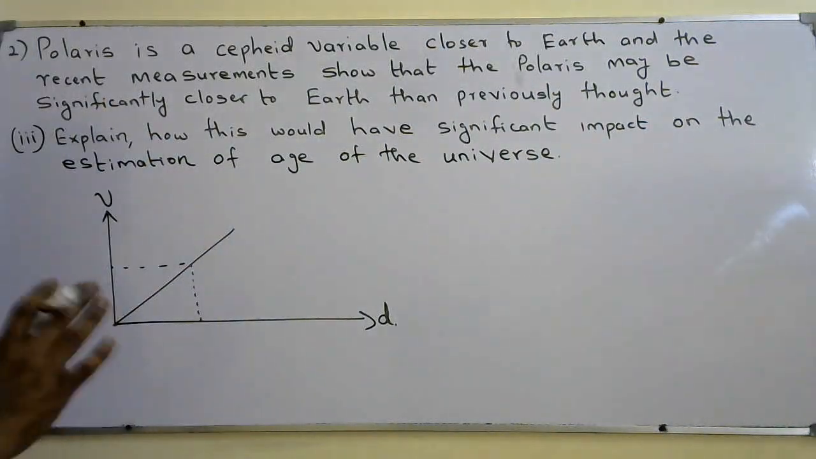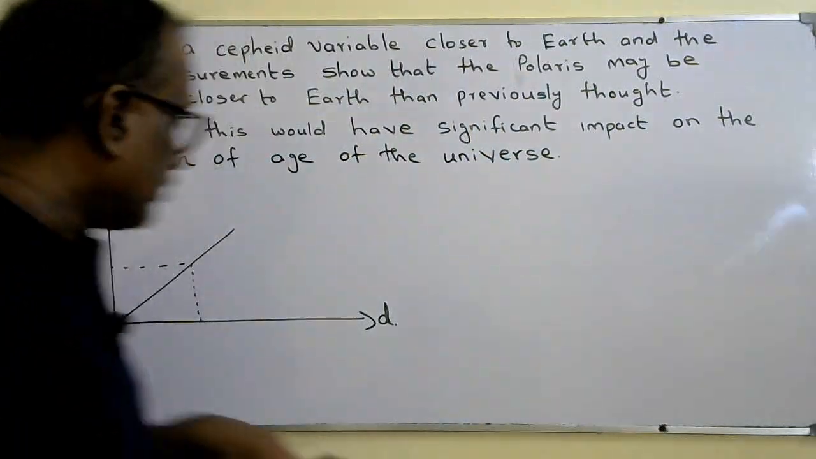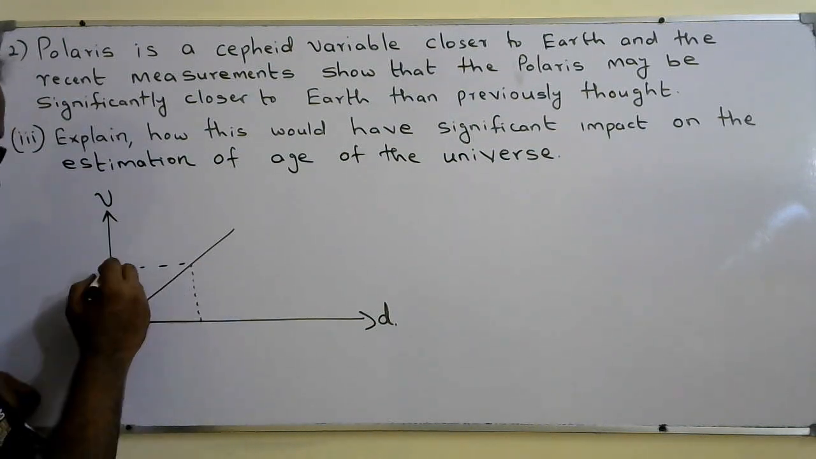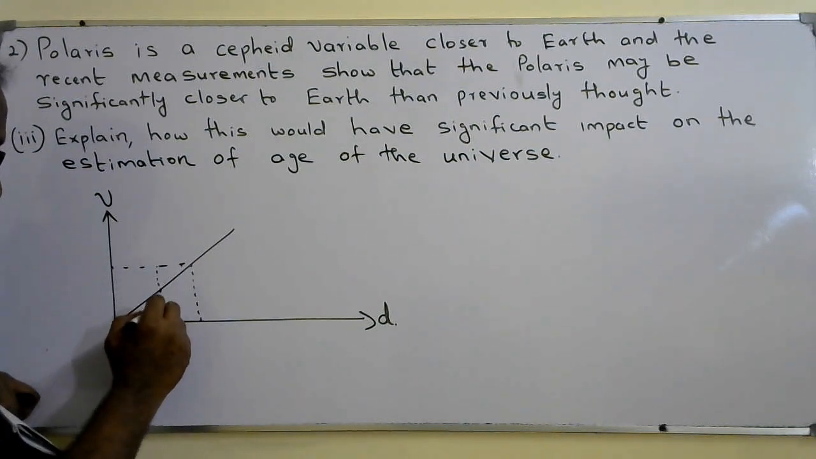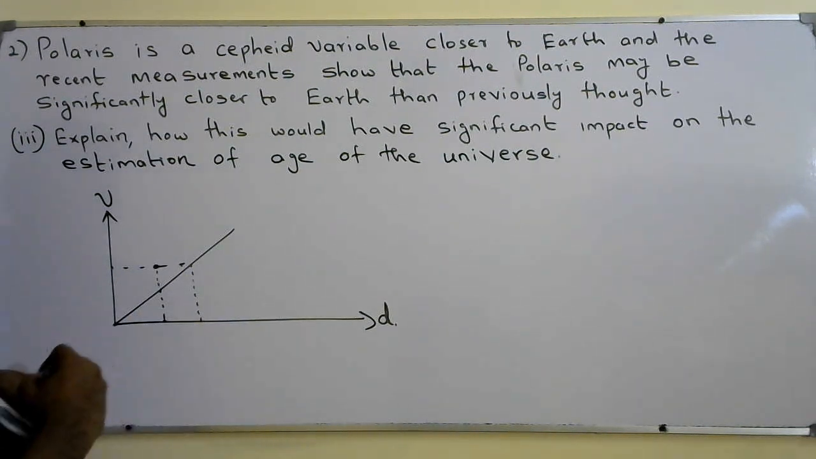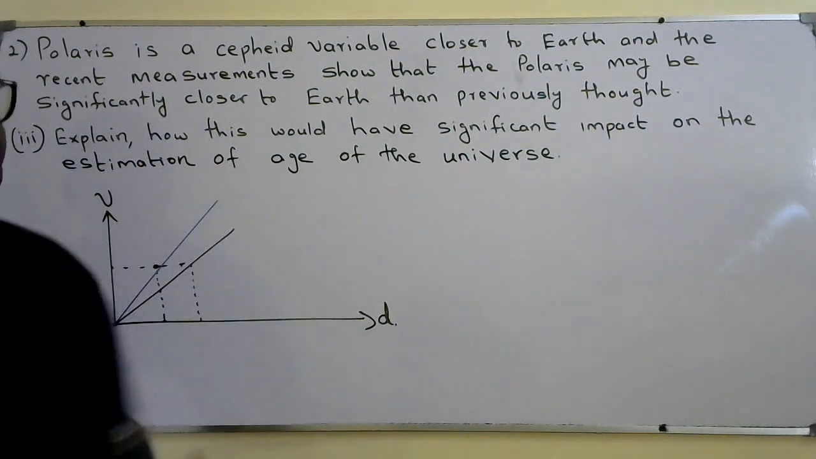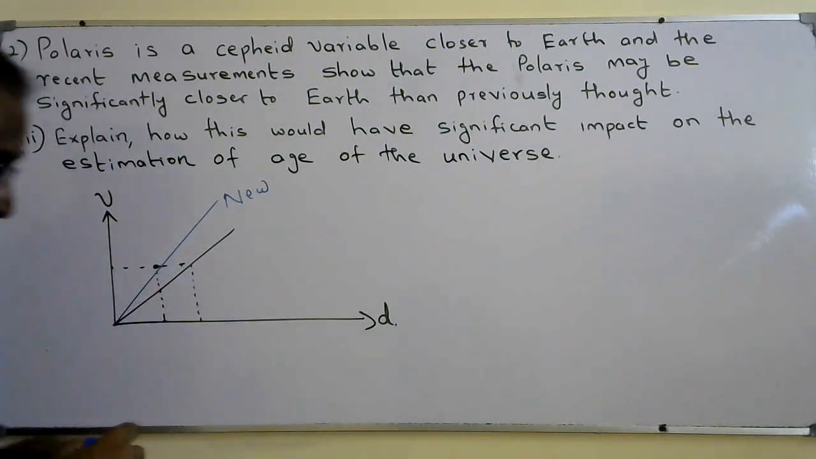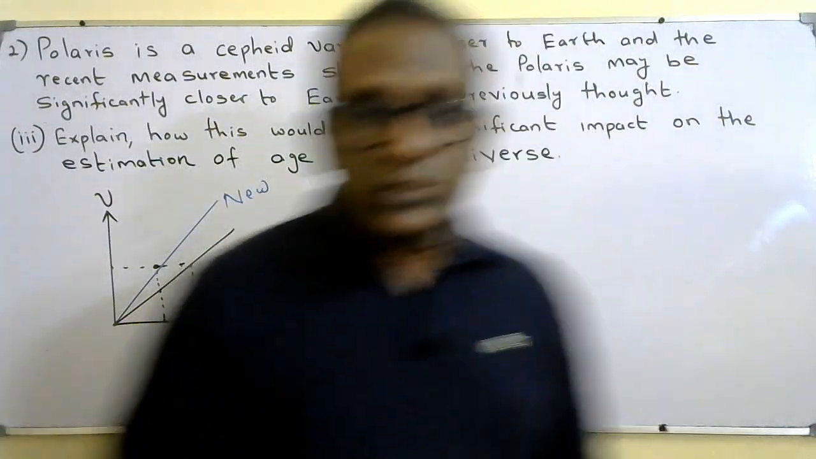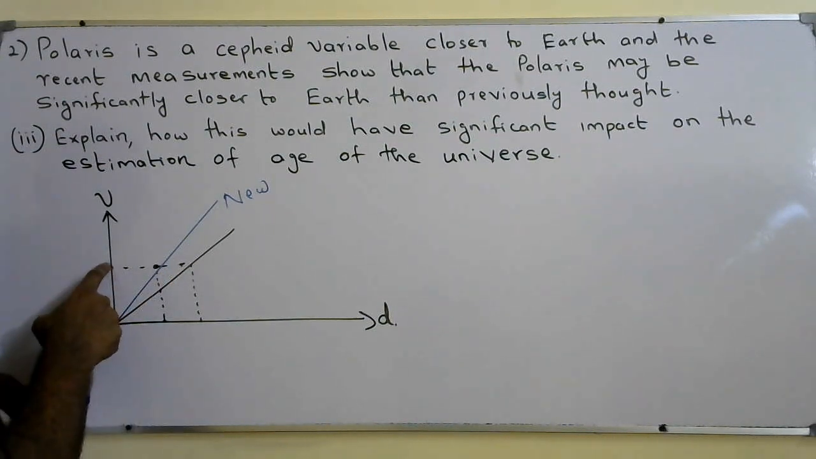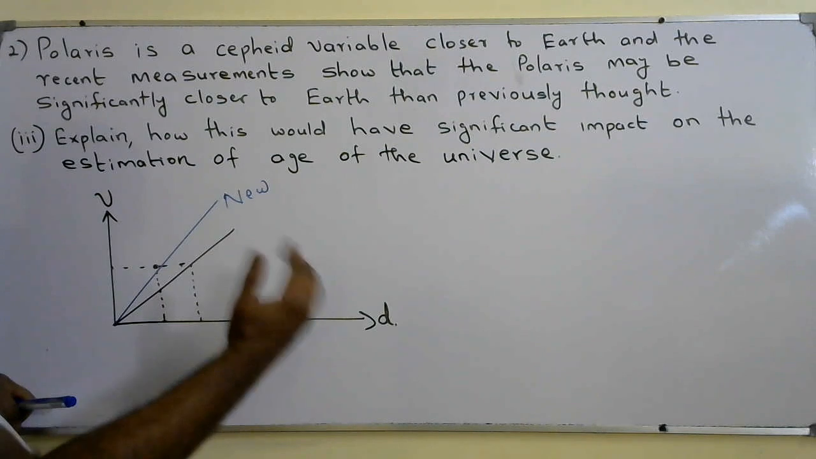That means their speed of recession has no change. Say for example, for a particular speed of recession, earlier the distance was this much. For the same speed, now the distance is going to be smaller, like this. So the graph should be like this. So what's going to happen? The gradient of the graph will become larger. This is the new graph after the correction of the distance of the Polaris. For a particular speed, earlier the distance we thought is larger. Now for the same speed, we know the distance of any galaxy is getting closer.